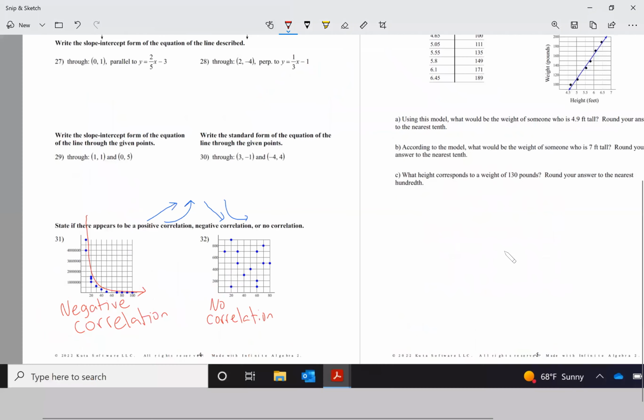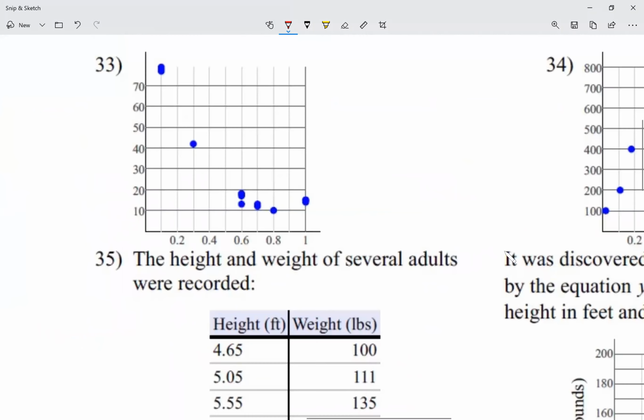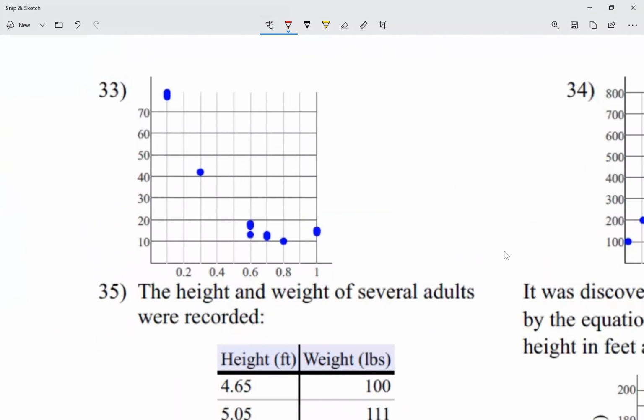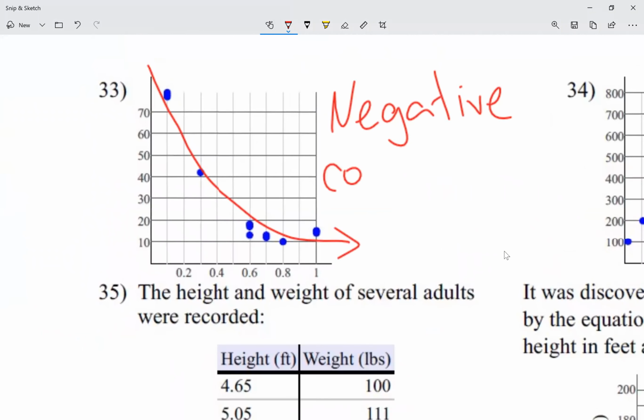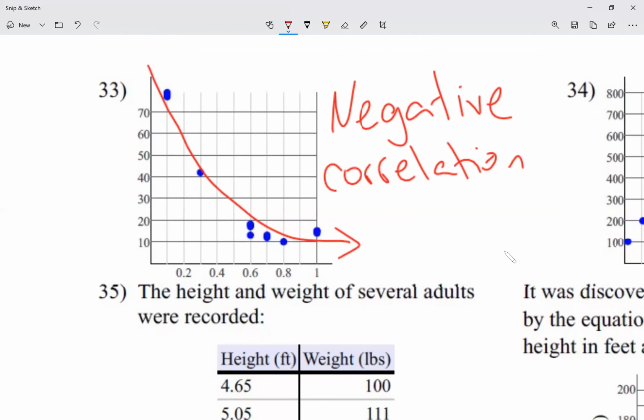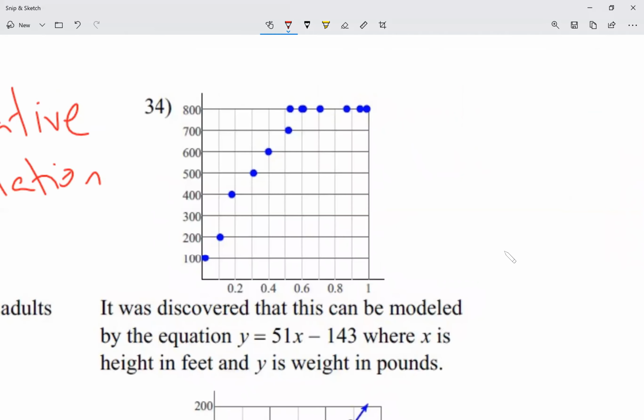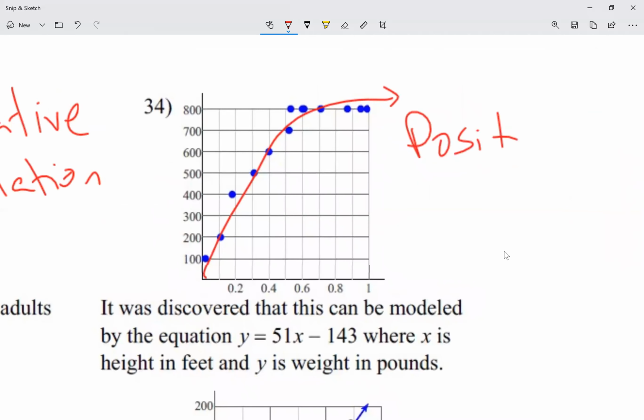Now, let's take a look at two more examples of these, 33 and 34. 33, it seems like I can represent a curve. I can represent this point by this. It looks like my information is going down. So I'm going to call this negative correlation. And question number 34, it looks like it's going up. So I'm going to call this positive correlation.